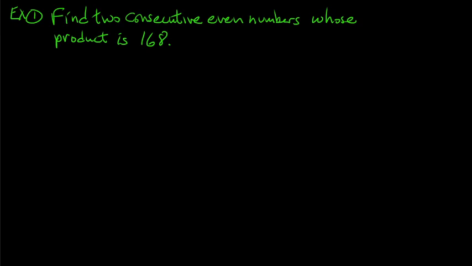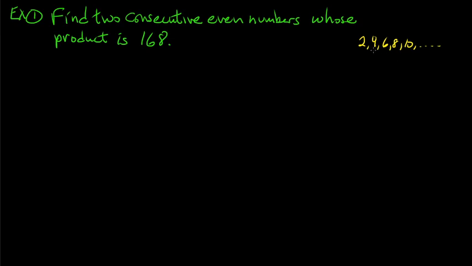The first example: find two consecutive even numbers whose product is 168. That's the question. So we're looking for two numbers, and in fact, they're two even numbers. You know what even numbers are: 2, 4, 6, 8, 10, and so on. And they're consecutive even numbers.